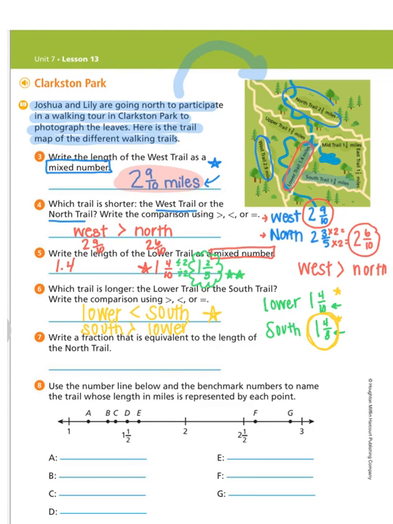On top, I have the North Trail at 2 and 2/5. Remember, when I use that word equivalent, it really means equal. And I can find equivalent fractions by doing the same thing to the numerator and the denominator. Find at least 2 equivalent fractions to 2 and 2/5. When you're done, press play and see if some of the fractions I chose are the same as the ones you chose.